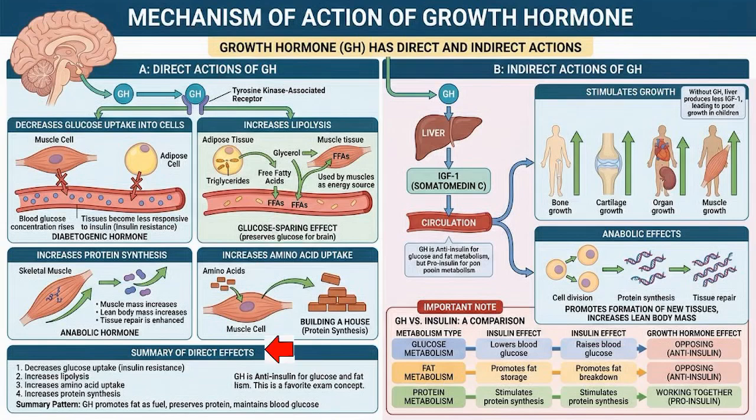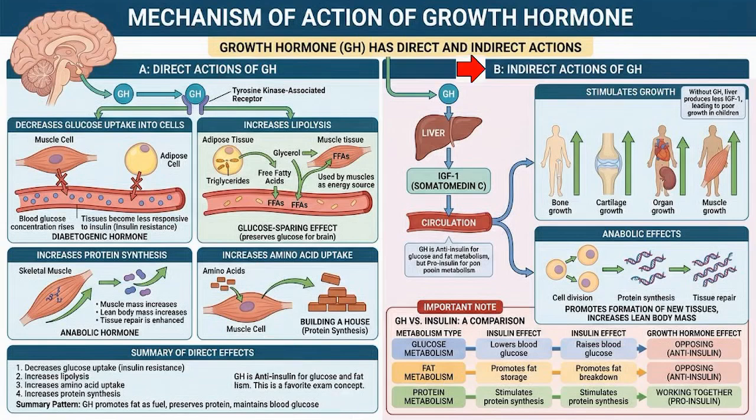Summary of direct effects. So, growth hormone has 4 major direct metabolic actions. It decreases glucose uptake, causing insulin resistance. It increases lipolysis. It increases amino acid uptake. It increases protein synthesis. Notice the pattern. GH promotes the use of fat as fuel while preserving protein and maintaining blood glucose.